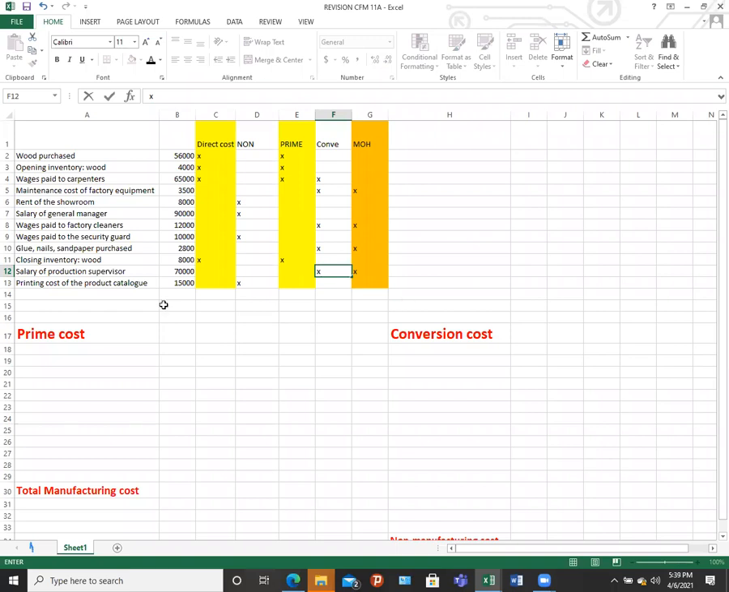Okay, guys. Here we are going to calculate our prime cost. If you can see our structure, we are given wood purchase, opening inventory wood. Please, guys, mute your mic because I want to finish.